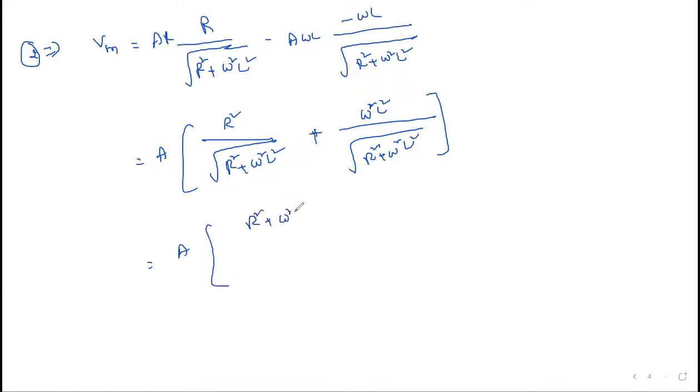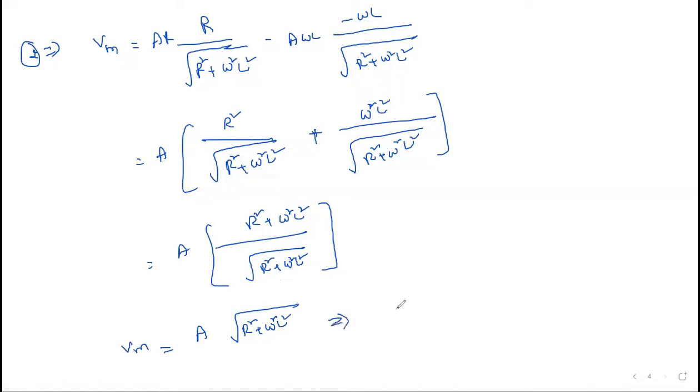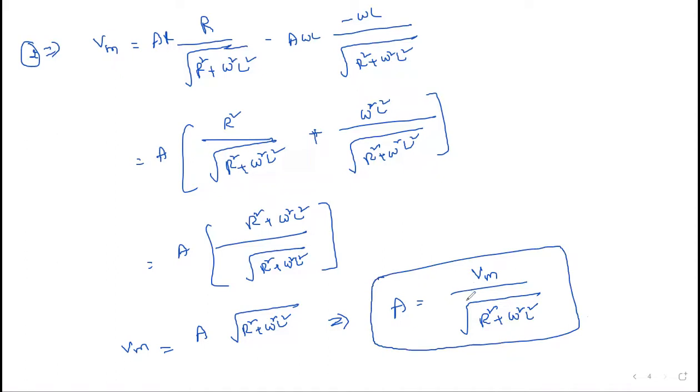R square plus omega square L square by root of R square plus omega square L square. Here one root will be cancelled. So finally we'll get A into root of R square plus omega square L square. This is Vm value. From this, what I want is A. We want the unknowns, that is A and theta. So I am finding the unknown value A, that is equal to Vm by root of R square plus omega square L square. Now I got the amplitude.